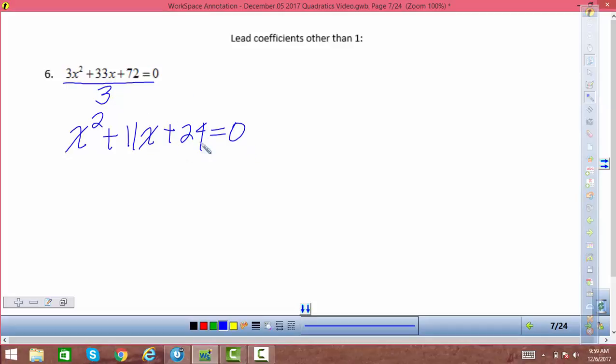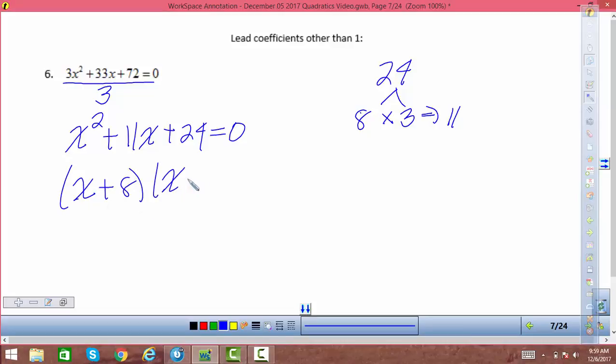So I need two numbers that will multiply together to give me 24 and add together to give me 11. So I'm going to try 8 times 3. If I add those together, I get 11. So this factors to x plus 8 times x plus 3 equals 0. By the zero product principle, x equals negative 8 or x equals negative 3.